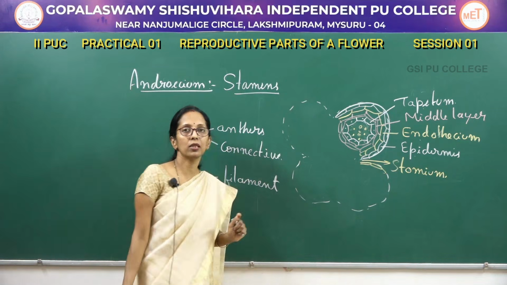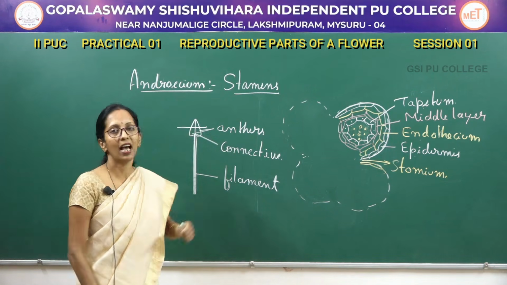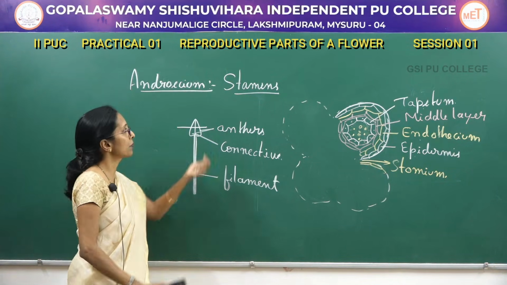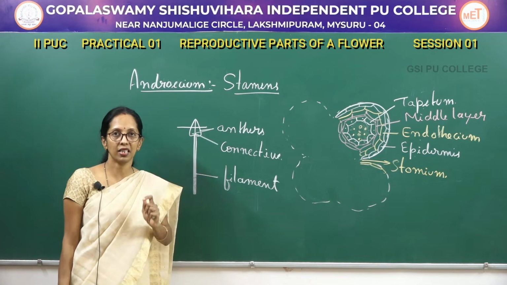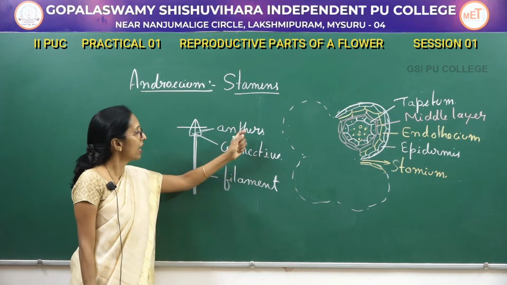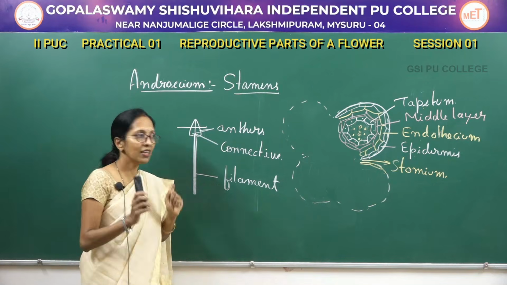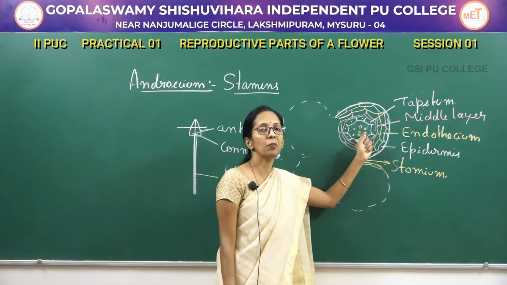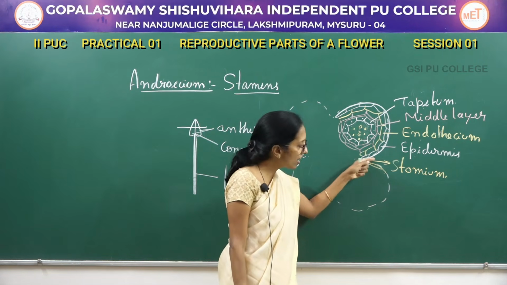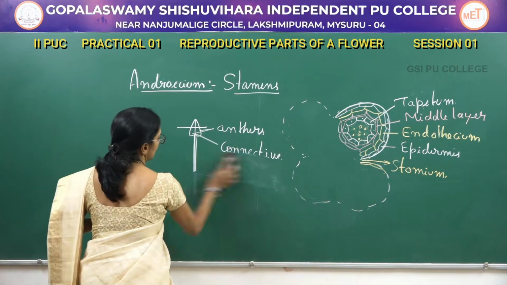So, this is about the first essential whorl, that is androecium. Androecium consists of male reproductive units said to be stamens, and each stamen consists of filament, anther and connective. Inside the anther there is a development of a number of pollen grains, and these pollen grains are dehisced through the opening, which is said to be the stomium.